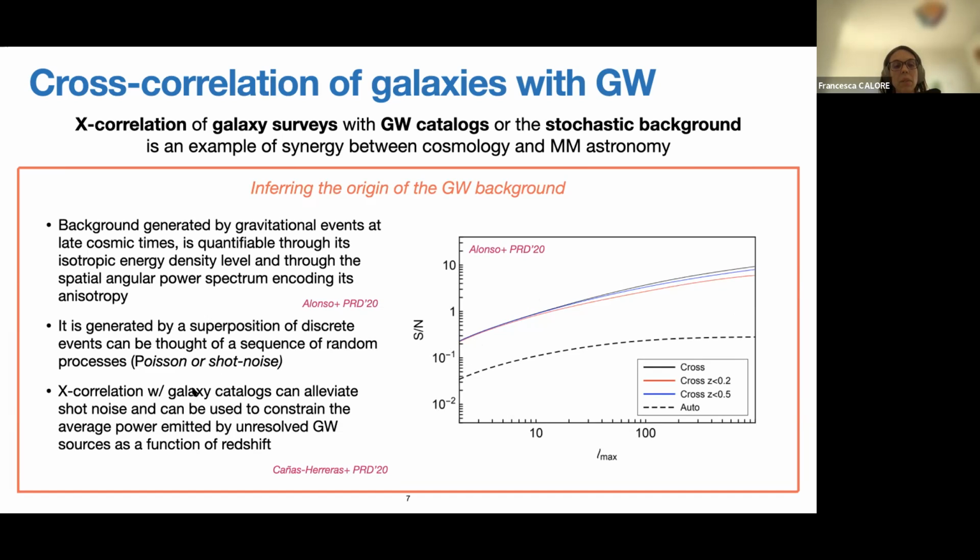And in this very same spirit, it has been shown that you can then use the cross-correlation in order to constrain the power emitted by those unresolved gravitational wave events as a function of redshift, and perhaps also get some hints on the nature and the different formation mechanisms.